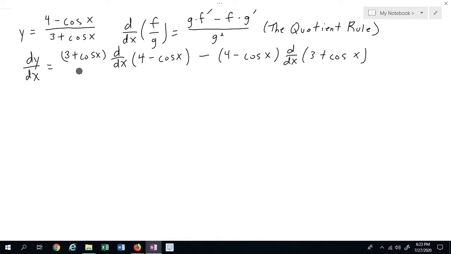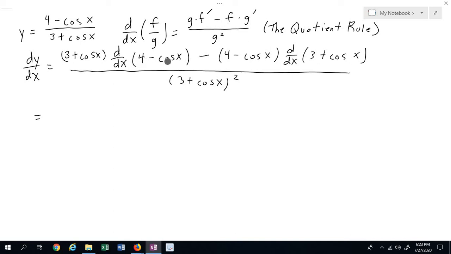Then all of that is divided by low times low, or low squared. And the low, again, is 3 plus cosine x, so it's going to be 3 plus cosine x squared. Okay, so that's the quotient rule. All we have to do now is find these two derivatives and then maybe simplify.